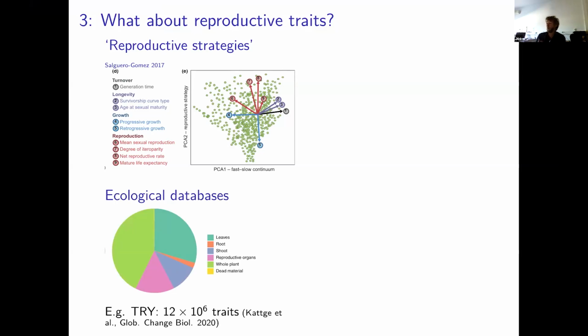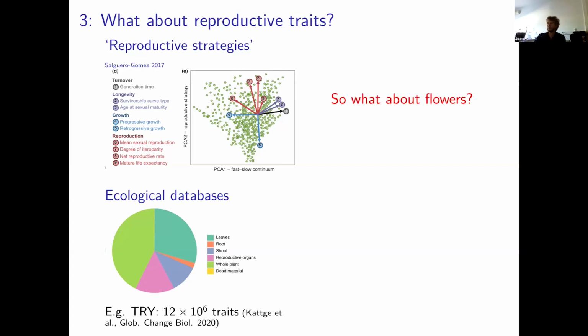And that's also, of course, clear if you look at the ecological databases like the one that the previous paper, that the PCA had been using. So this is data from TRY. They have 12 million traits for lots of plant species. But you see that the largest part of these are actually leaves or whole plants. And there is some part about reproductive organs, but the reproductive organs, that's mostly seeds.